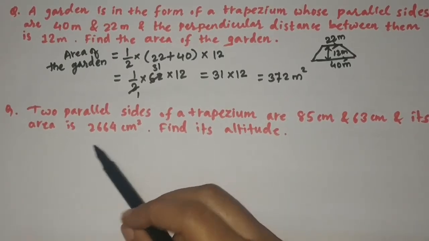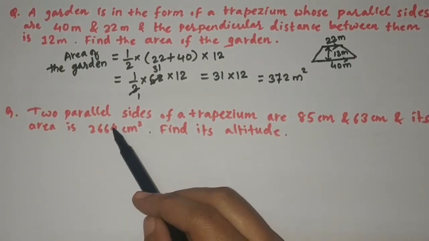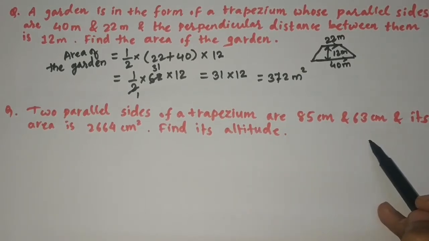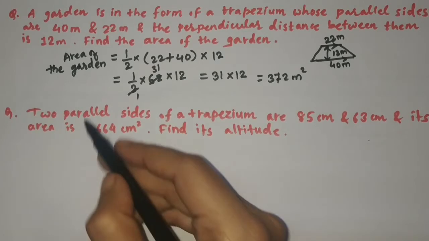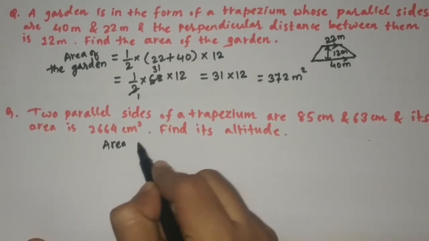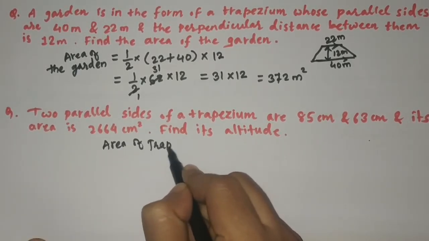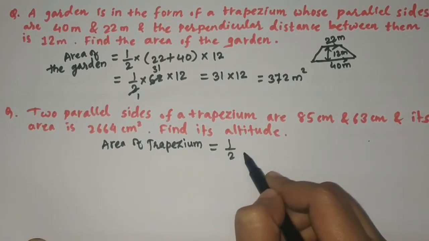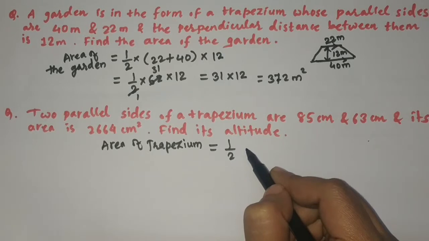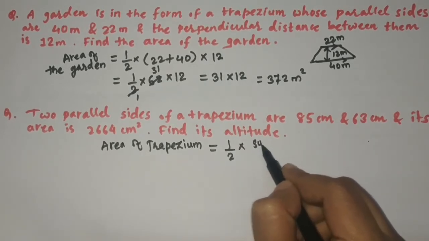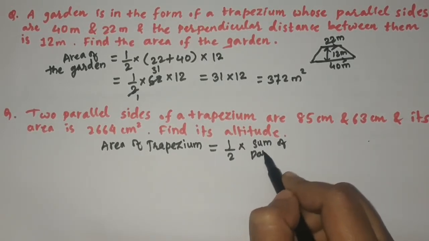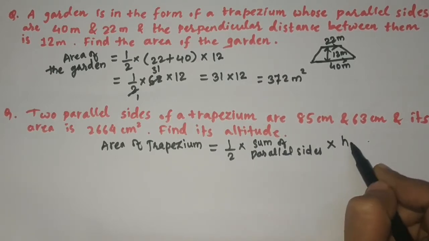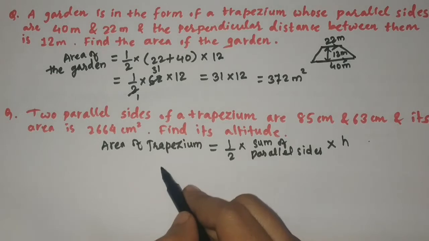So now we have the next question. The two parallel sides of a trapezium are 85 centimeter and 63 centimeter, and its area is given. Find its altitude. So we'll write down first of all the formula. Area of a trapezium is equal to 1 by 2 into sum of its parallel sides multiplied by height.